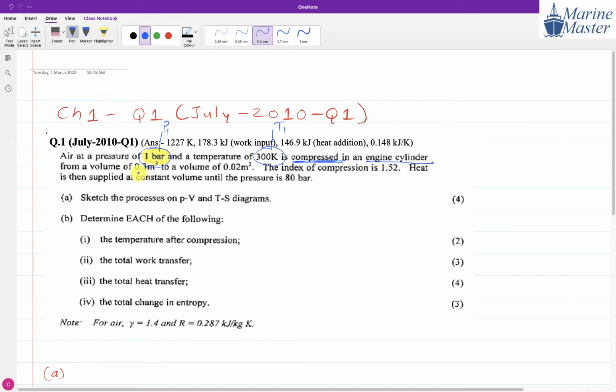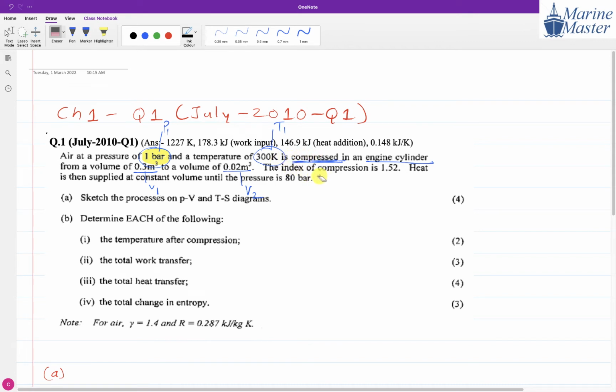And what is the initial volume? From a volume of 0.3 meter cube to a volume of 0.02 meter cube. So 0.3 meter cube will become V1, and 0.02 meter cube will become V2. We are going from 1 to 2. So what is process 1 to 2? First of all, compression is happening.